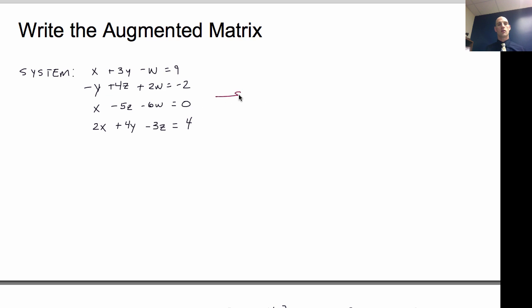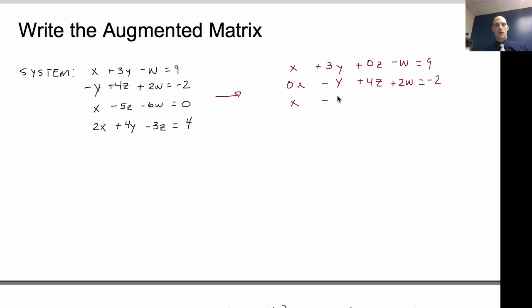I'm going to rewrite these equations just to show you what we need to do to make sure we keep track of everything. My first equation, I'm going to rewrite like this: x plus 3y plus 0z minus w equals 9. Notice now I have 4 spots. Each equation is going to have 4 spots. So 0x for the second line, because I don't have an x, minus y plus 4z. And I'm crossing my z so I don't get confused with the 2, equals negative 2.